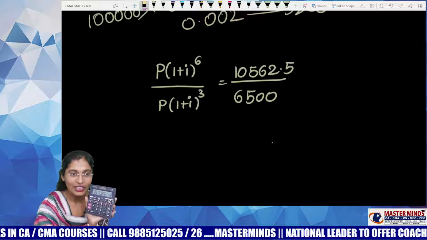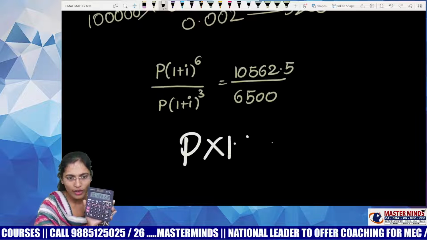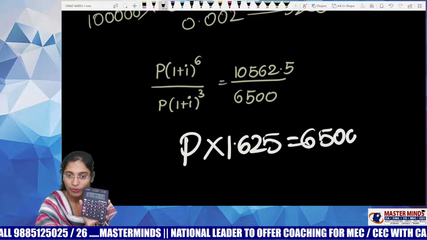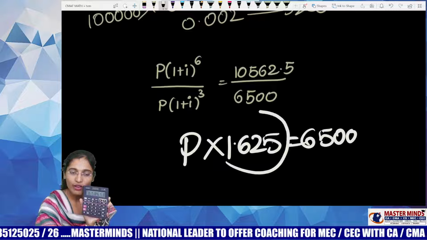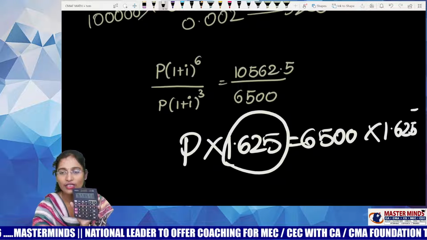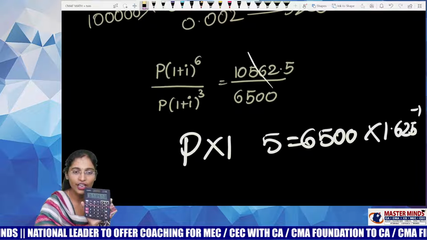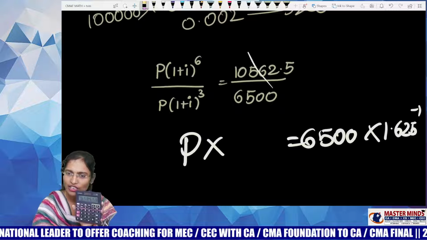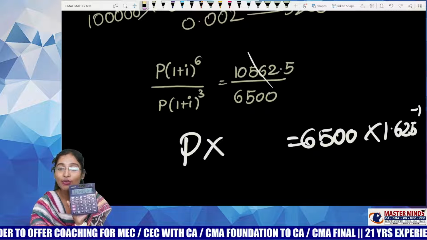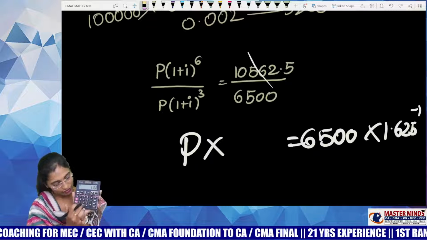Guys, look at this. I will explain it, but use your calculator only. P into you have 1.625 equal to 6500. Don't write it on the paper. So this 1.625, if it comes to right side, it will become 1.625 inverse. So I told you have to calculate inverse by using your calculator directly. So చెప్పాను inverse చేయాలి అంటే divided by equal to చేసాం. Into that one is multiplied with what? 6500 into 6500.